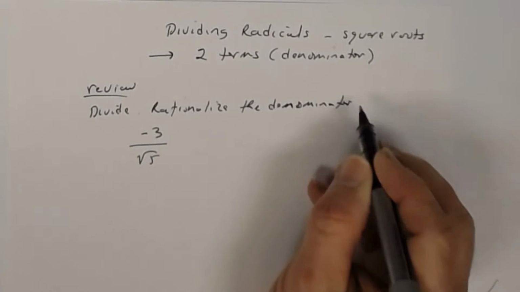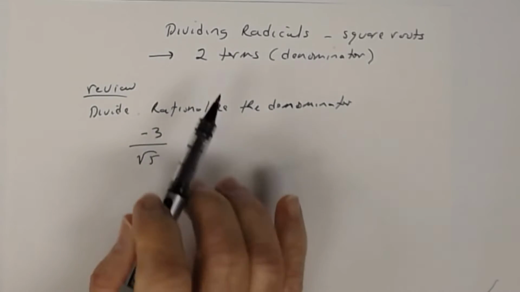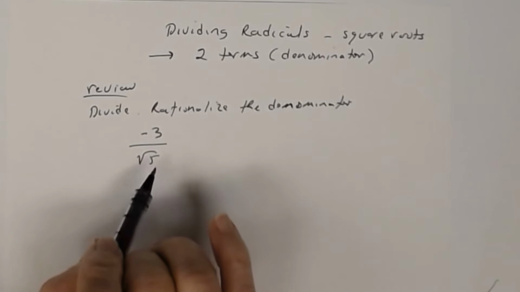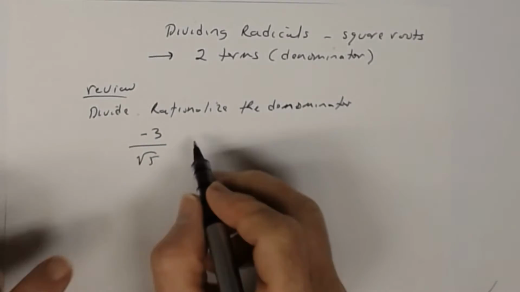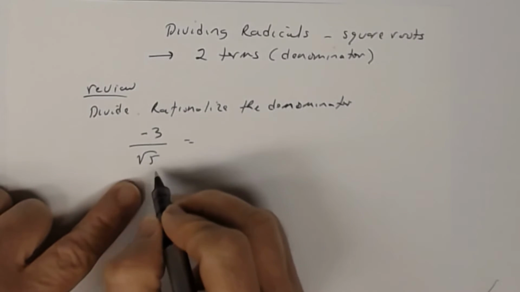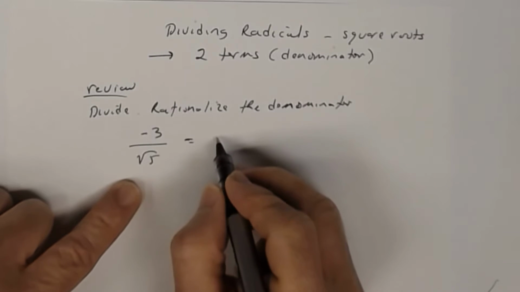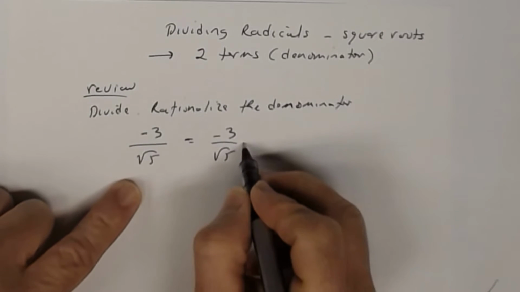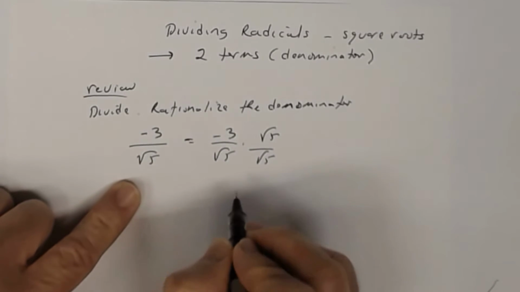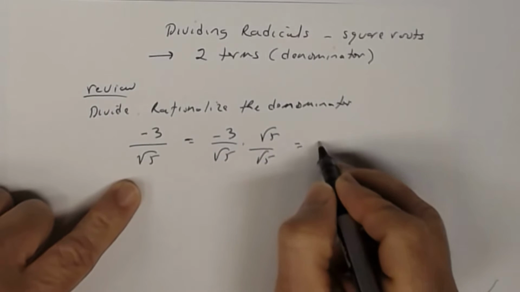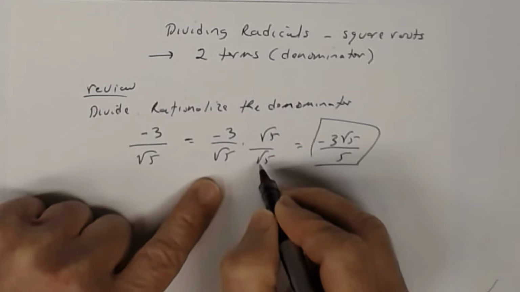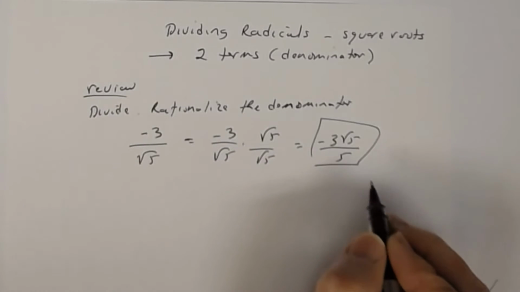Now, notice that in this problem, you only see one term. We're about to focus on what we do if we have two terms. If you have one term, then that's easy to do. The square root of 5 is an irrational number. To get a rational number, all I need to do is multiply both numerator and denominator by the square root of 5, by that radical. And so I get negative 3 square root of 5 divided by 5. There's your answer, because the square root of 5 times the square root of 5 is the square root of 25, which is just 5.